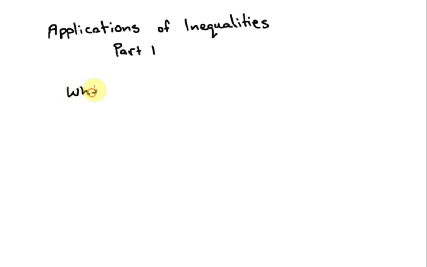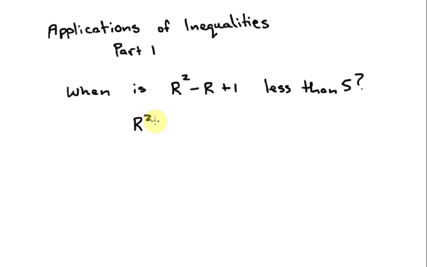So we might be wondering, when is the resistance formula here, which says r squared minus r plus 1, when is this less than 5? When is this resistance formula less than 5? When does that happen? For what values of r? Well, if you just look at what you have here, you don't really have anything that's so different from what we've always done. What we're just asking here is, when is this less than 5?